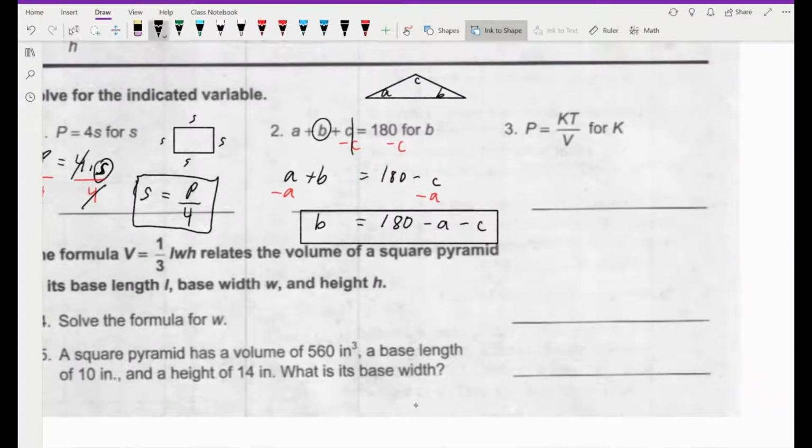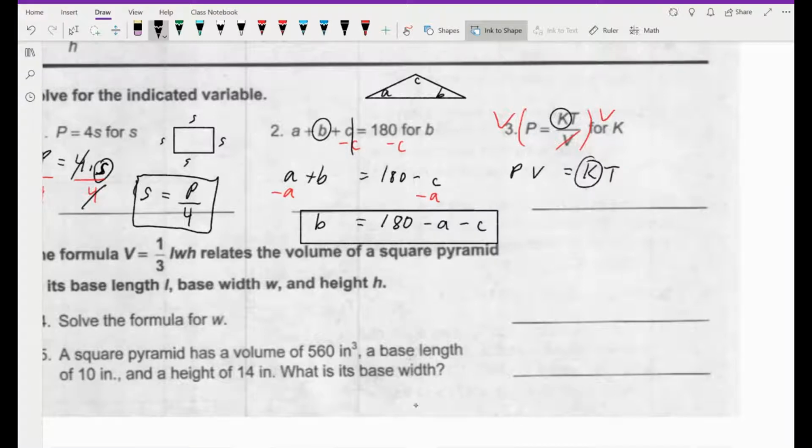Next problem, we're solving for the variable K. P equals K times T over V. Now, right now, K is being divided by V, and it's also being multiplied by T. We could get rid of the variable in a step here. We can just multiply both sides by V, and that would get rid of the V's on both sides. So we'll have P times V is equal to K times T.